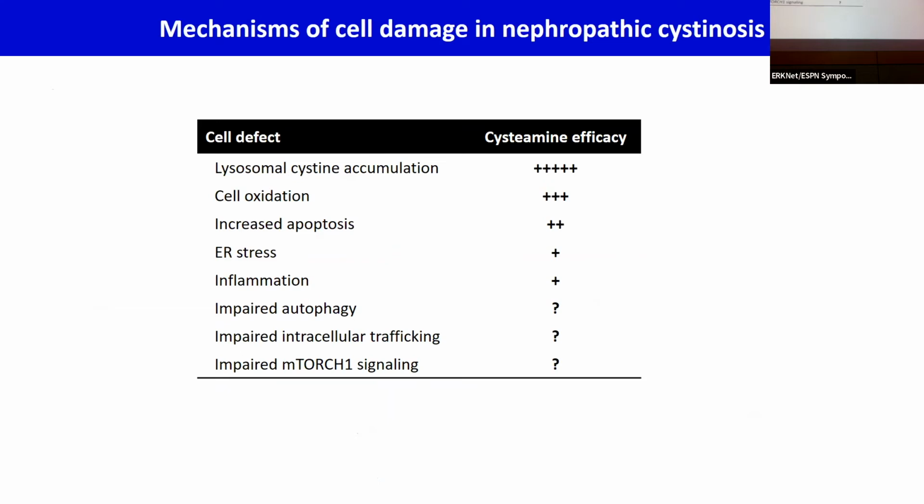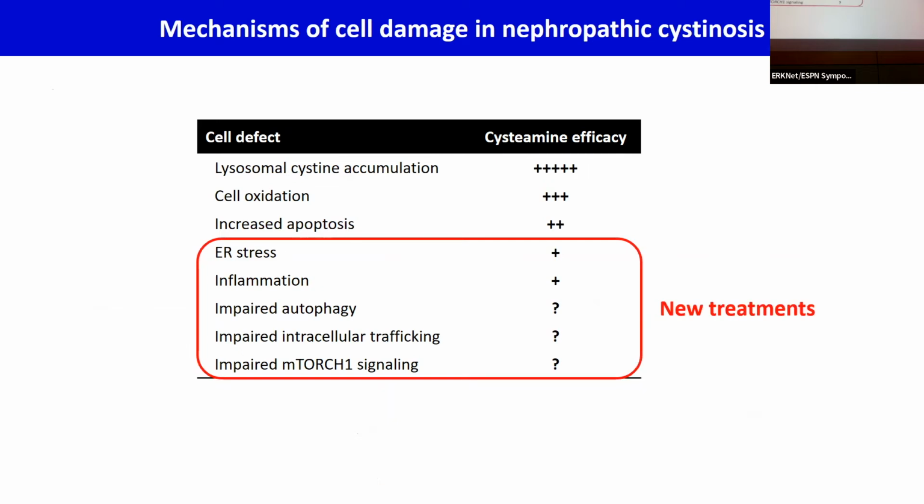I've sort of summarized here in my mind the efficacy of cysteamine in treating all these aspects. And you see that cysteamine certainly is active in clearing lysosomal cystine, probably acts as an antioxidant, has an impact on preventing apoptosis of these cells, but has very little impact on all these other aspects of cystinosis. And this is where new treatments are sought to try to address these other aspects of cell physiology in cystinosis. So I will try to address them now one after the other.